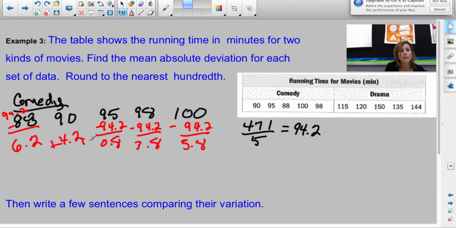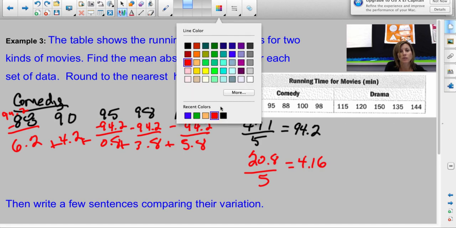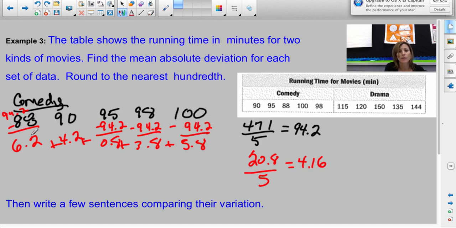And when I add all these up, I get 20.8, which is pretty low. So I know when I divide that by 5, I get 4.16, which is really close to the mean because it's in single digits. So we're off to a good start with comedy. Let's see how drama can do.